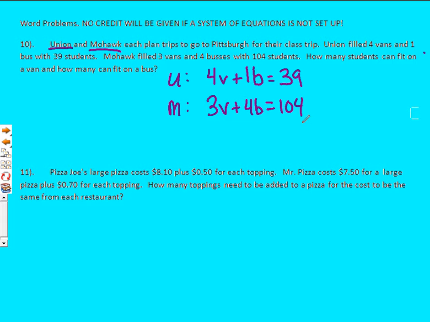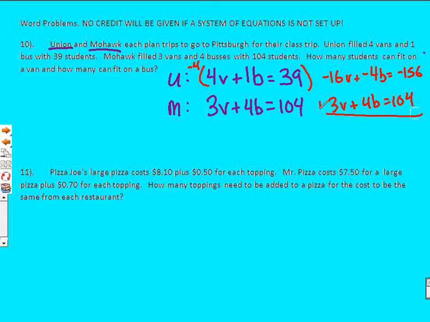And you can solve it any number of ways. More often than not, I think it's easier to end up using elimination. I would do that in this case by multiplying this top equation by a -4 to get negative 16V plus negative 4B equals negative 156. This equation stayed the same.